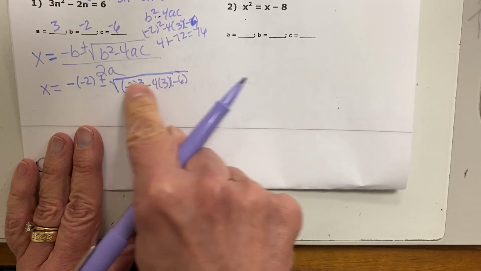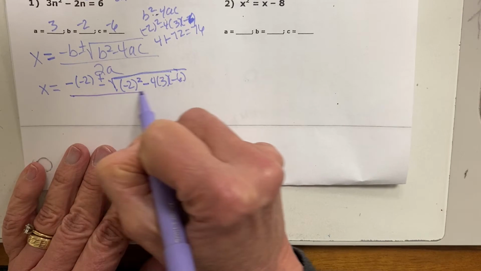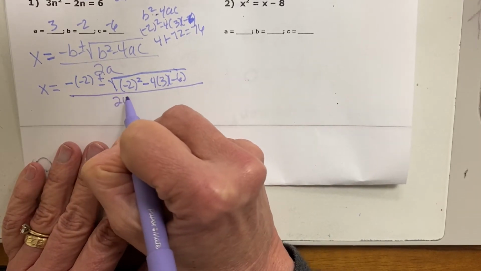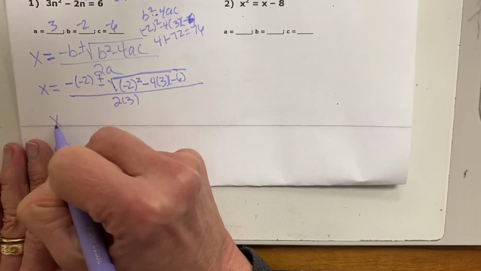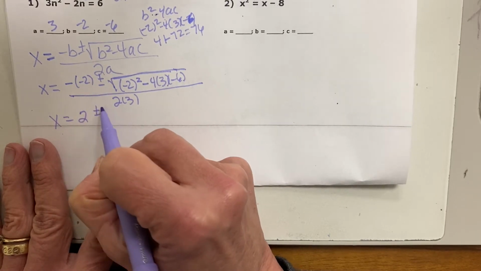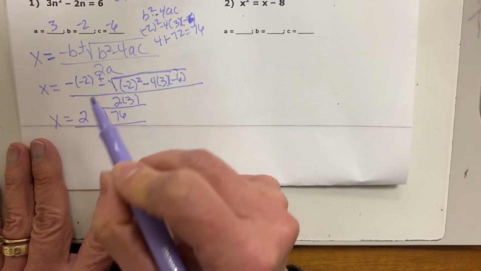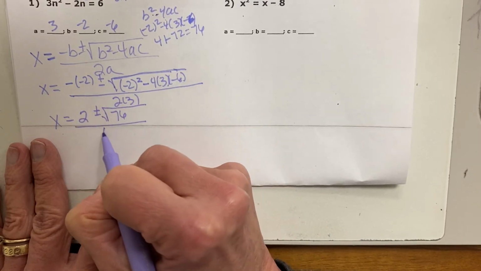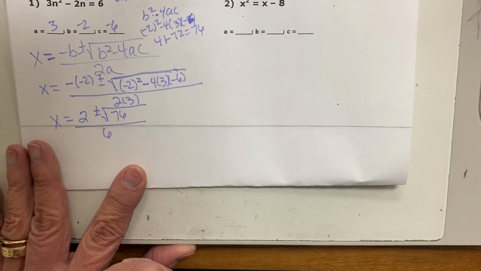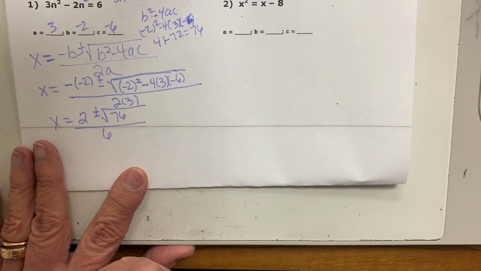And we already know what's going to be underneath here because we just found it. Then a big fraction bar, 2 times 3. So then x is equal to 2 plus or minus the square root of 76 all over 2 times 3, which is 6. So one thing we want to find is to the nearest tenth.